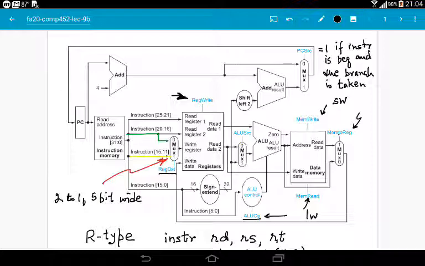When ALU op 1 and ALU op 0 are both 0, then we do the add operation. If ALU op 0 is 1, then we do the subtract operation, and when ALU op 1 is 1, then we pass on the function code. Then the ALU controller examines the function code to determine what operation needs to be performed.